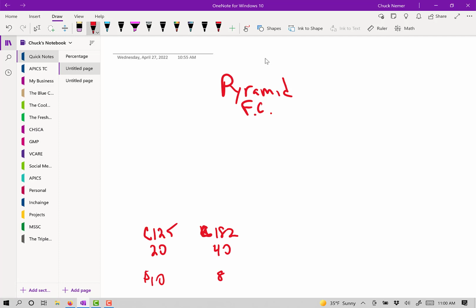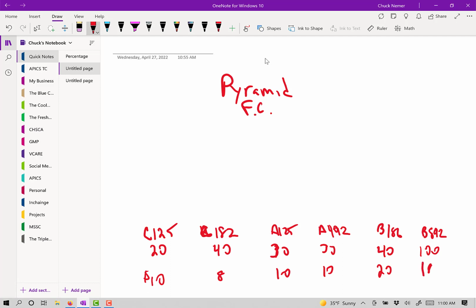And we'll keep it simple here, as we may have another customer who says, well, I'm going to sell A125 and A492, whatever that product is, in the A family of products. I'm going to sell 30 and 30 at $10 and $10 each. And then we may have another customer who says, well, I'm going to sell B186. I'm going to sell 40 pieces at $20 a piece, and I'm also going to sell B892 for 100 pieces at $18 a piece.